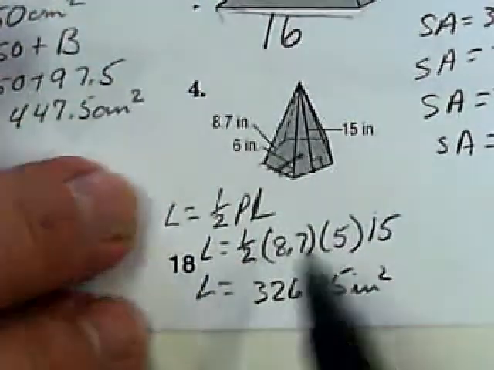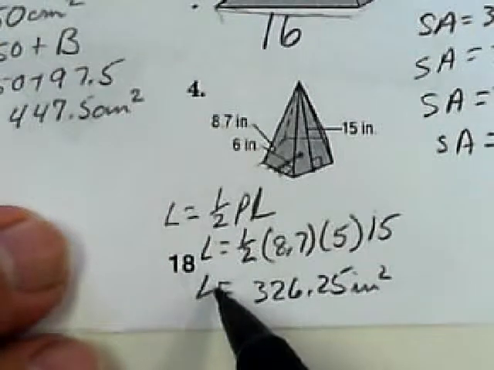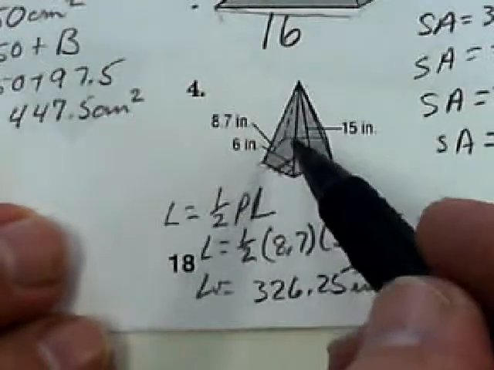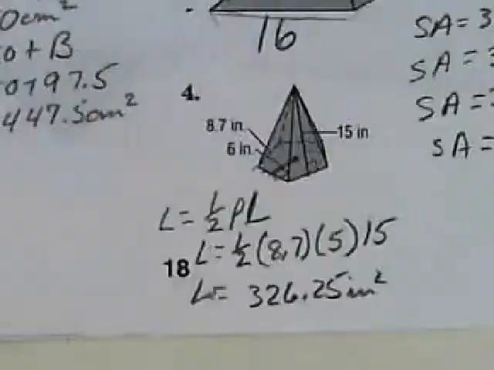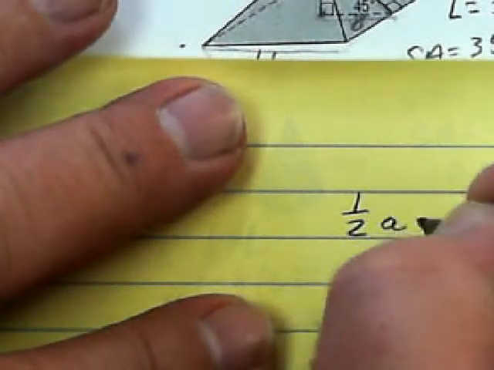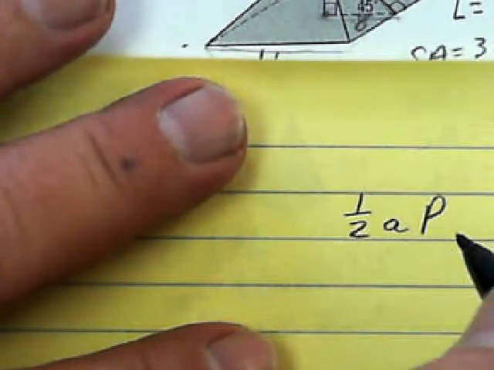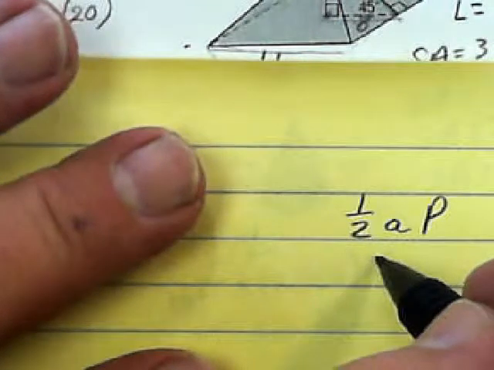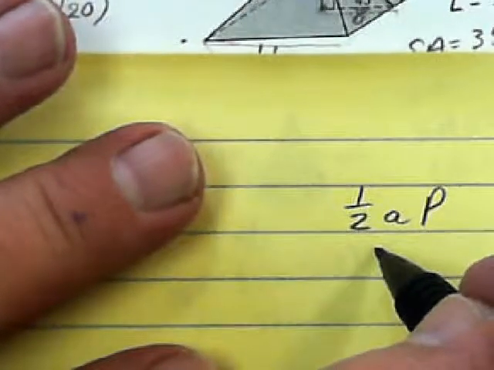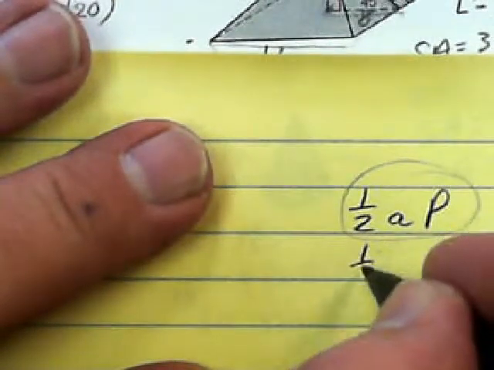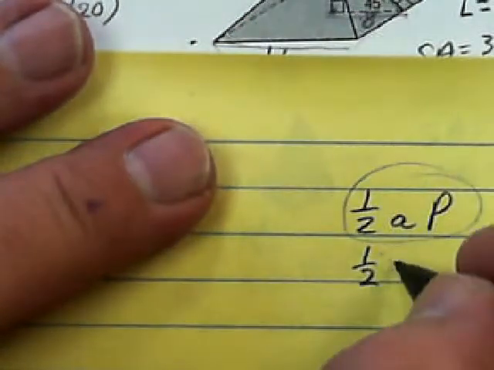So do you understand how we got the lateral surface area? Now, to find the area of the base, this time I'm going to have to use that formula, 1/2 A P. How do you find the area of the pentagon? I have to use this formula. Okay, I don't have to, but I think I got the answer.